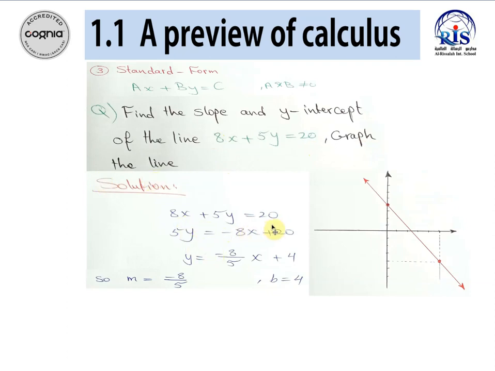8x plus 5y equals 20. We can take 8x from the left hand side to the right hand side, exchanging the sign. So I have 5y equals negative 8x plus 20. Now to find the value of y, we will divide both sides of this equation by 5. So it will be negative 8 over 5x plus 20 divided by 5, which equals 4. So from this equation we can see that the slope is negative 8 over 5 and the y-intercept is 4.